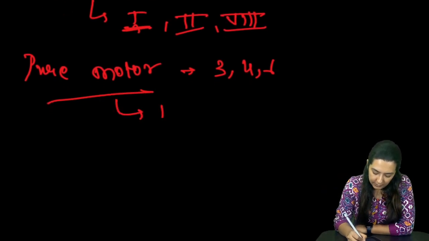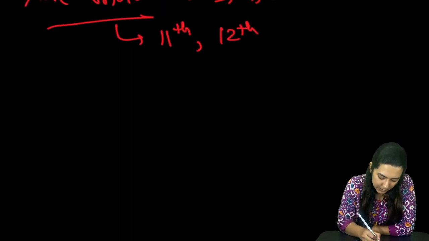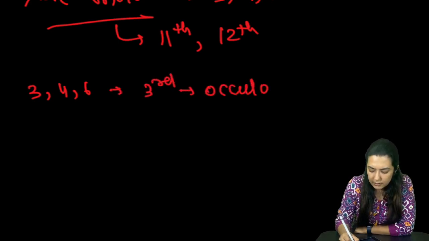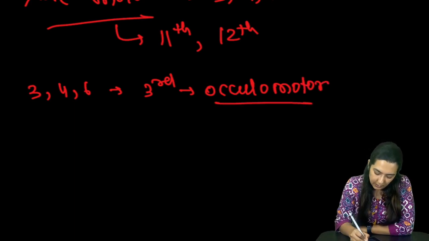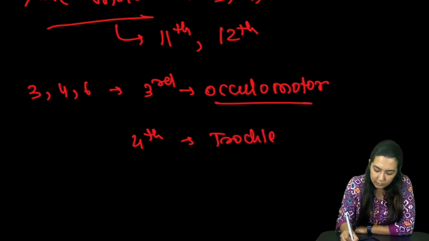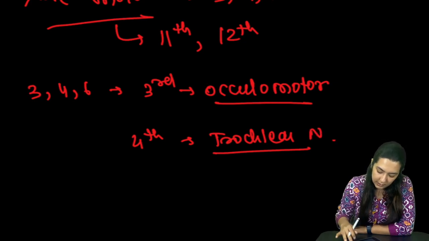Then the 11th cranial nerve and 12th cranial nerve. I'll discuss what muscles they are supplying. First we'll take 3, 4, 6 together because they are supplying eye muscles. The third nerve is the oculomotor nerve, meaning supplying the muscles of the eye. The fourth cranial nerve is the trochlear nerve because it takes a turn in the trochlea in the orbit.